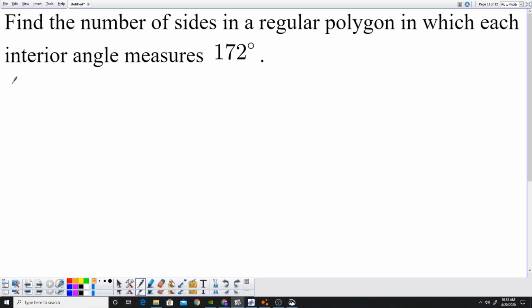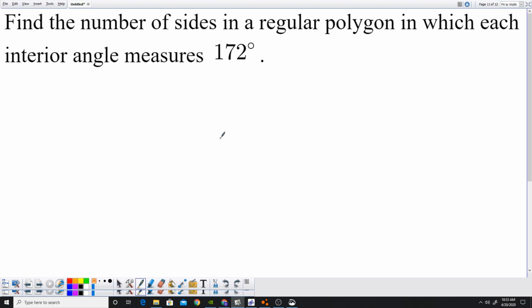Hello everyone. Our next problem says to find the number of sides in a regular polygon in which each interior angle measures 172 degrees. So our first instinct, since it mentions interior angles, is probably to think about interior angles. And I'll do that first, but then I'll show you a much easier way to think about it after.